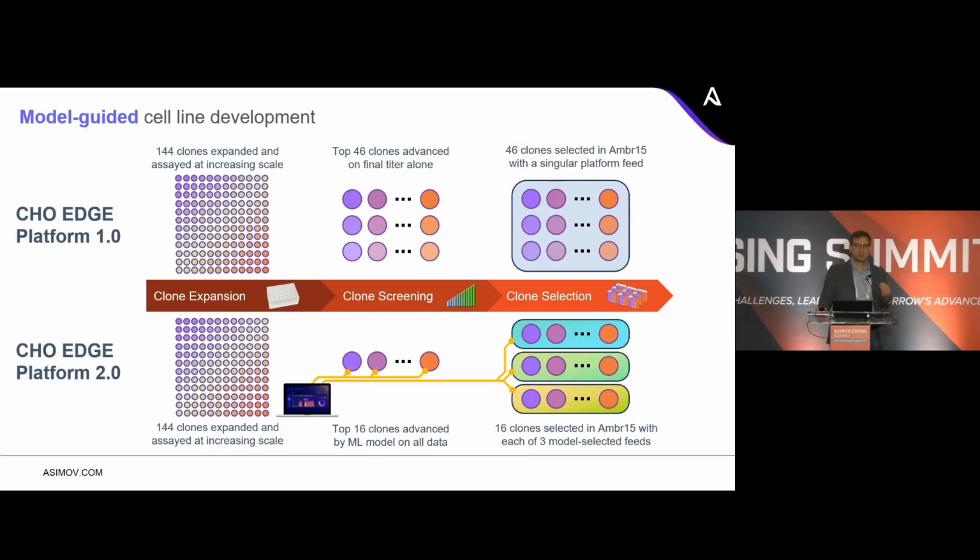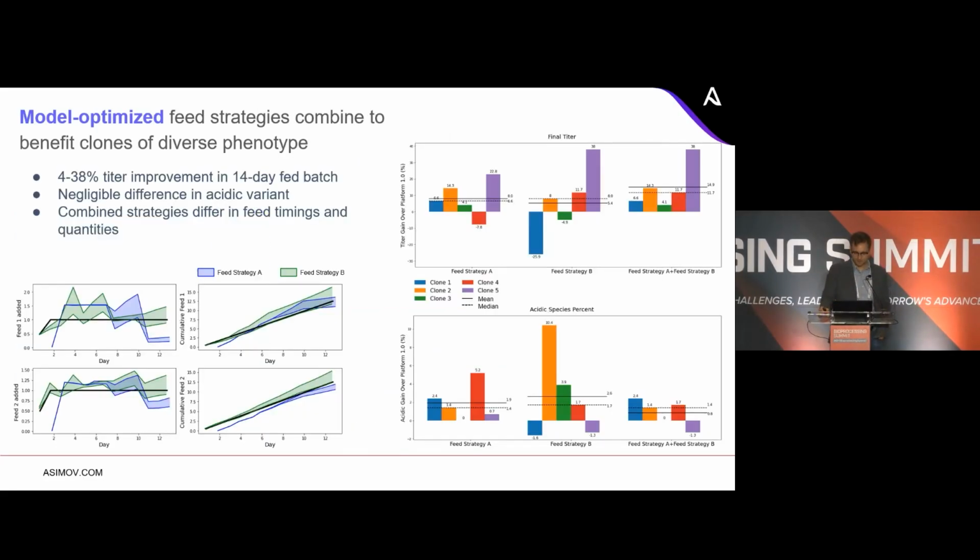But then we use this CHO simulator to select platform feed conditions, 3 platform feed conditions that we expect to benefit from the diversity of those clones that we advance. So some feed strategies might be preferable to a clone expressing one molecule. Another feed strategy might be preferable for a clone expressing a second molecule. And by screening these now 16 clones on 3 different feed strategies, we expect to find the best combination of clone and feed strategy for that particular molecule.